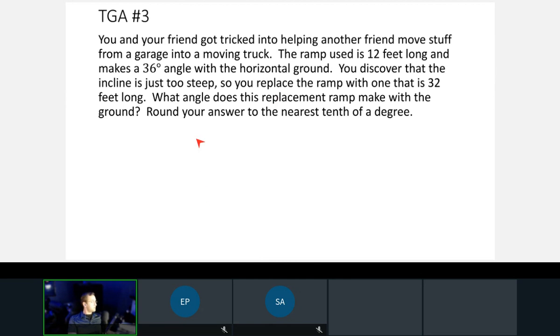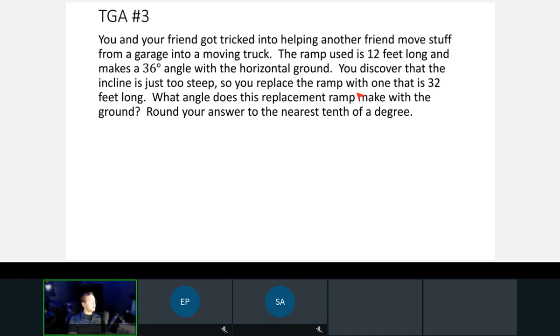All right, so you and your friends got tricked into helping another friend move stuff from a garage into a moving truck. The ramp used is 12 feet long and makes a 36-degree angle with the horizontal ground.